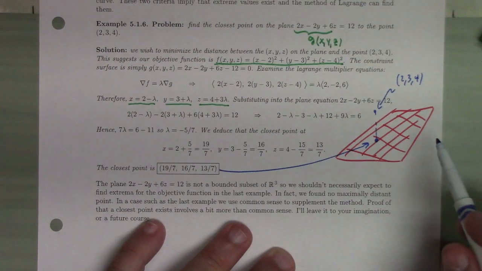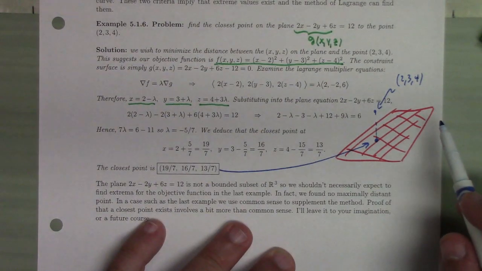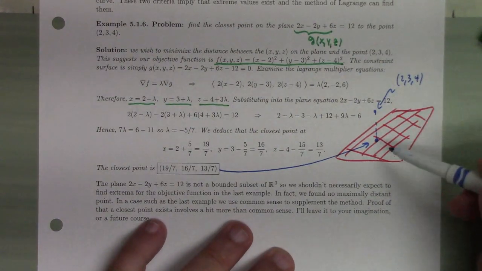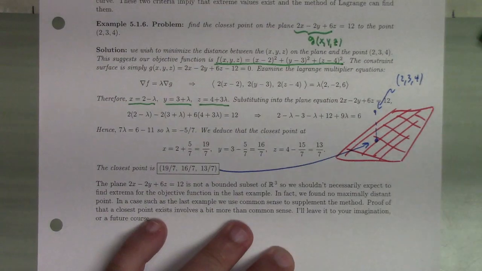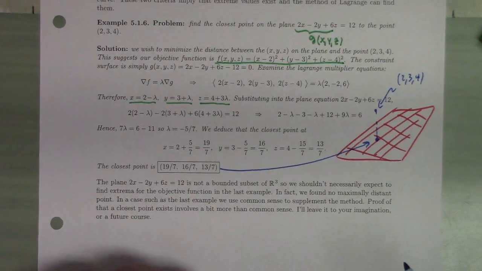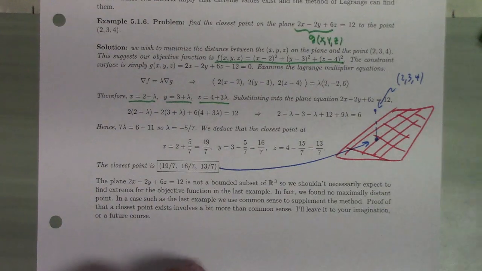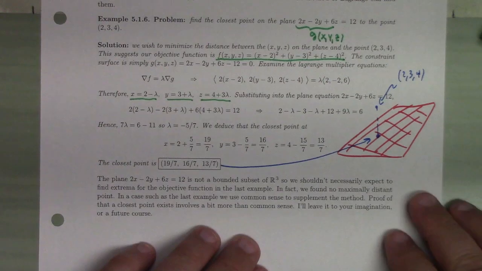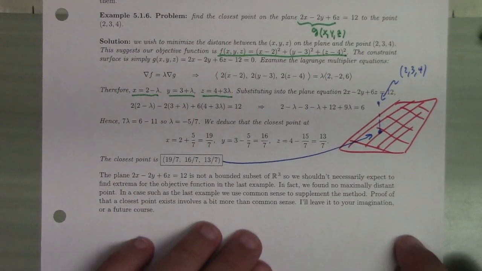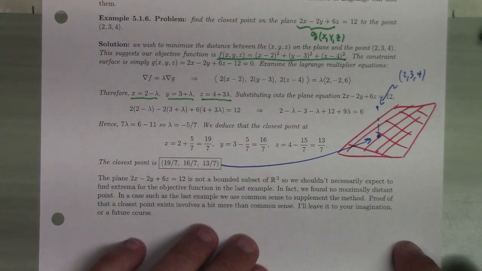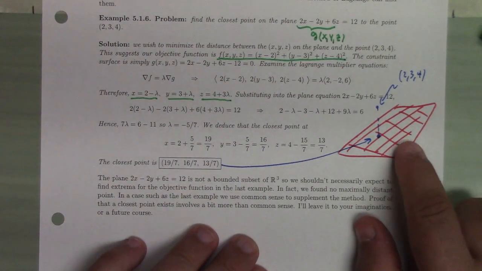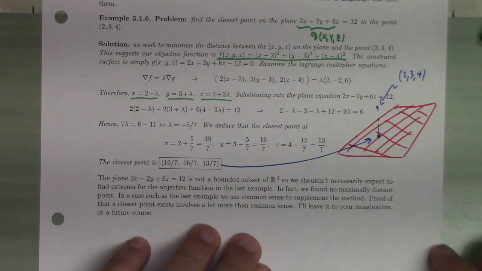Basically, I'm advocating that common sense says that that is a solution. There is a point on the plane closest to a given point. I haven't proved that, but I think it's geometrically reasonable. It's also geometrically reasonable to see that there's no maximum here, because you can always go further out the plane to get farther away from that point. So that's why it's kind of lopsided here. We did find a minimum value, but we didn't find a maximum value. That's because the extreme value theorem does not apply here, because the constraint surface is not compact. It's not closed and bounded.